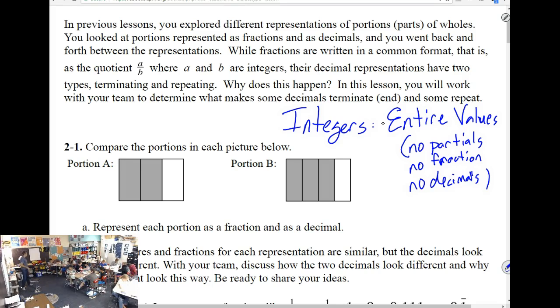In a fraction, we do not put a fraction in the fraction, and we do not put a decimal in the fraction.